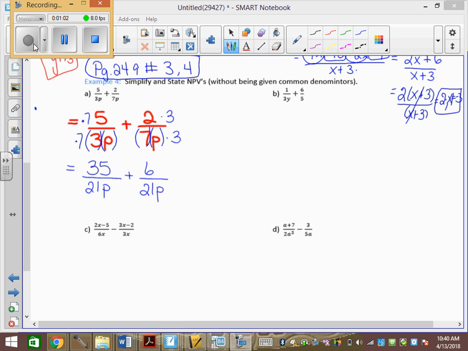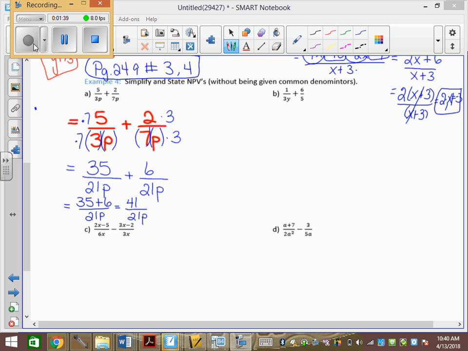What can we do now? We can combine them. So we get 35 plus 6 over 21p, which is actually 41 over 21p. If I could simplify in the very last step, I could. But I always have to state non-permissible values before I do what? Cancel. Before you simplify, you have to state your non-permissible values. There is nothing we can simplify, so it's going to stay this way.